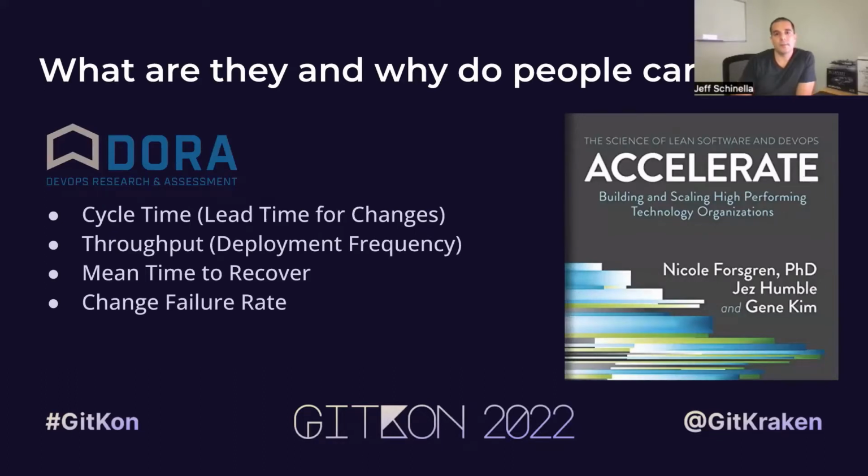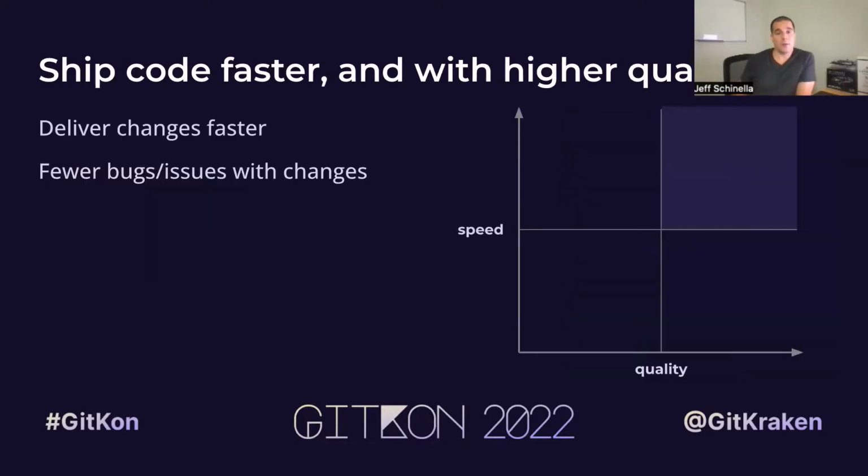So what are cycle time and throughput? They are two of the four DORA metrics. DORA stands for DevOps Research and Assessment. These were popularized with the book Accelerate in 2018. The other two are mean time to recover and change failure rate. These can be called by other names: North Star metrics, value stream analytics, and cycle time can be called lead time for change. Throughput can be known as deployment frequency. But they all encapsulate the same two main principles, which is shipping code faster and with higher quality.